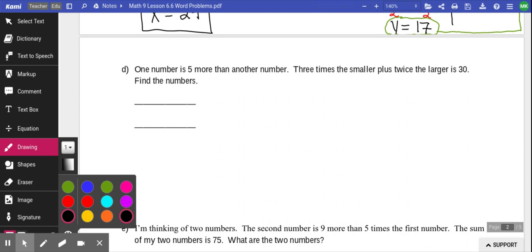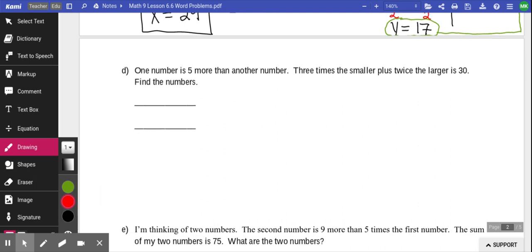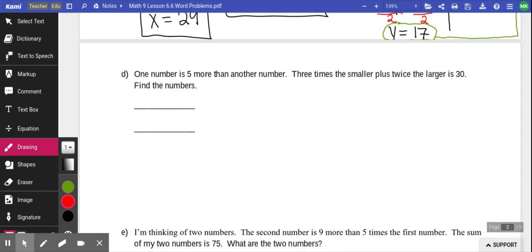So this says, one number is 5 more than another number. 3 times the smaller plus twice the larger is 30. Find the numbers. Okay. The first sentence creates my first equation. It says one number is 5 more than another number. One number is x. Is means equals. 5 more means 5 plus another number. So x equals 5 plus y.